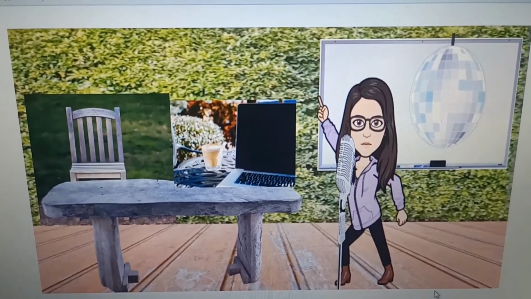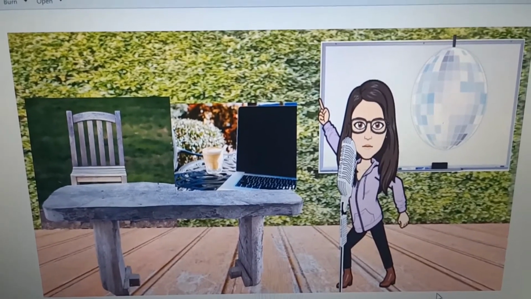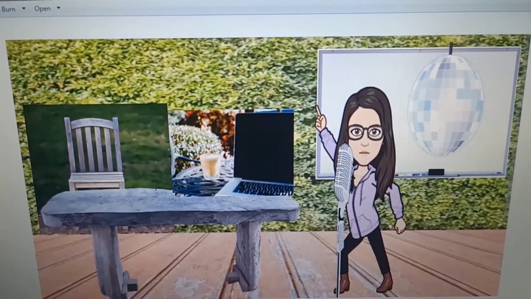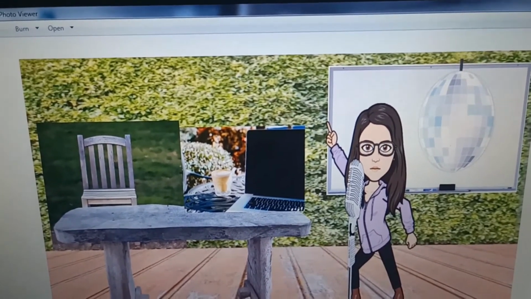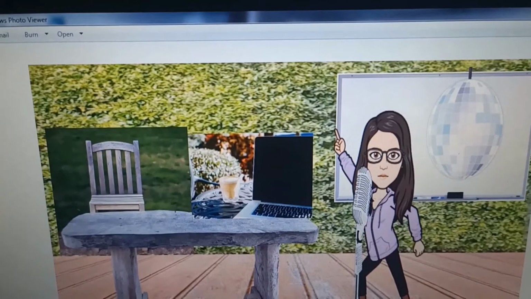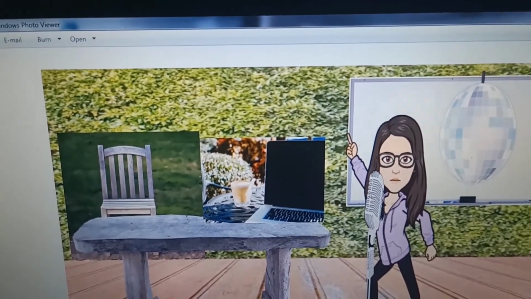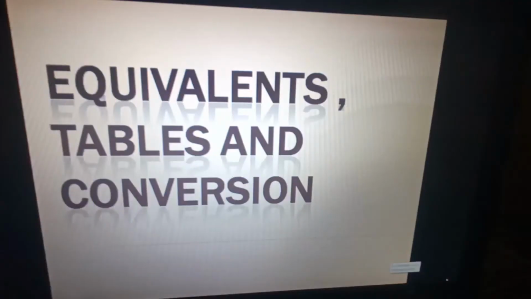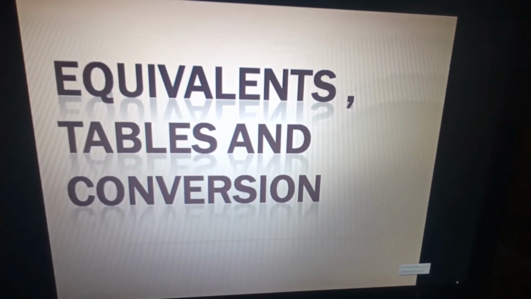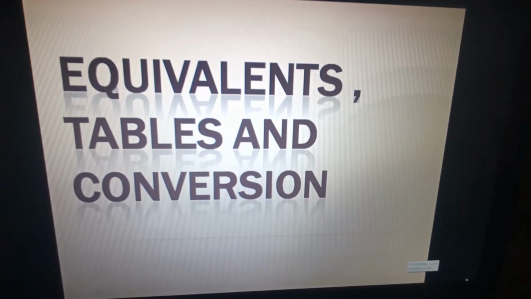Today I'm going to tackle Module 3. We are expected to give the abbreviations and equivalents of measurements, convert systems of measurements, and observe proper measurements in any task given diligently. So stay tuned. Our lesson for today is about equivalents, tables of measurements, and conversion.